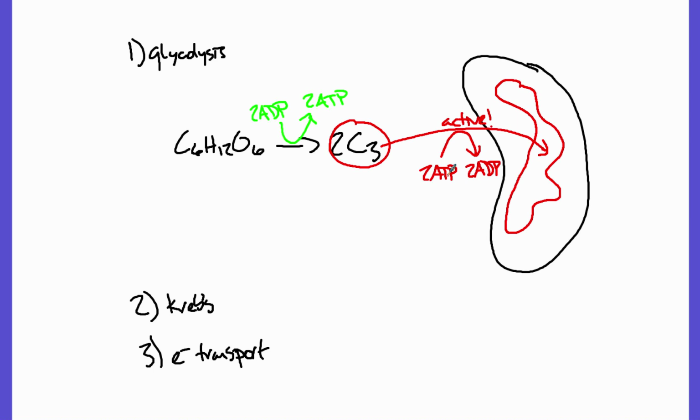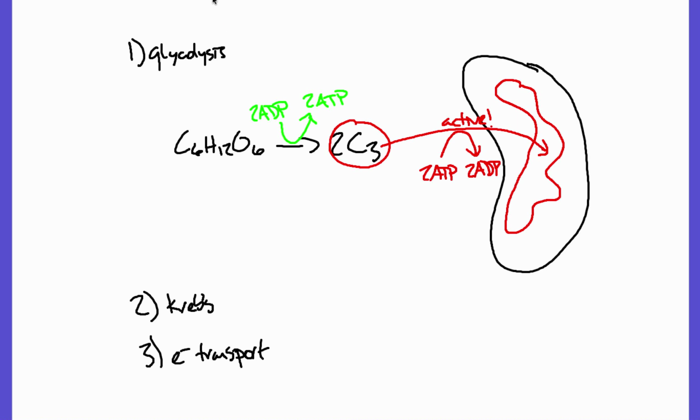So that's a simple version of glycolysis. I make 2 ATP when I split that glucose, but then I spend 2 ATP to move 3-carbon molecules that we're going to call pyruvates later into the mitochondria. Otherwise, we got the Krebs cycle and electron transport down here.